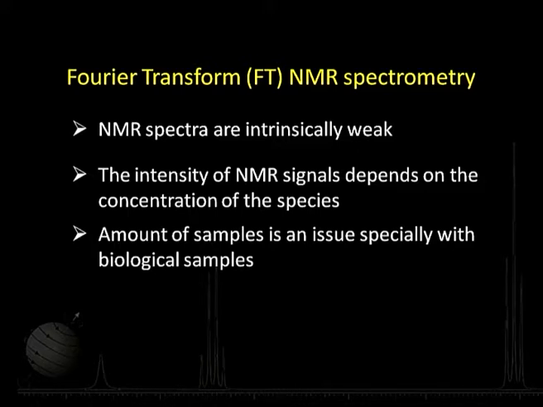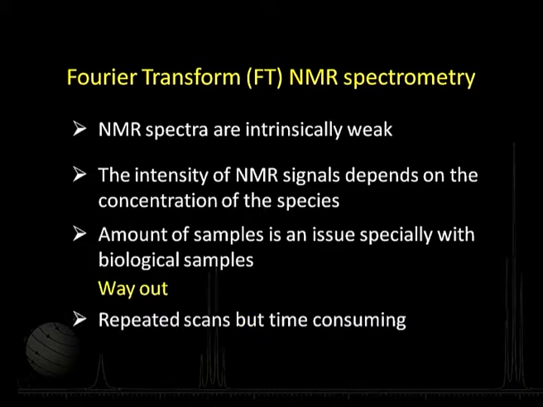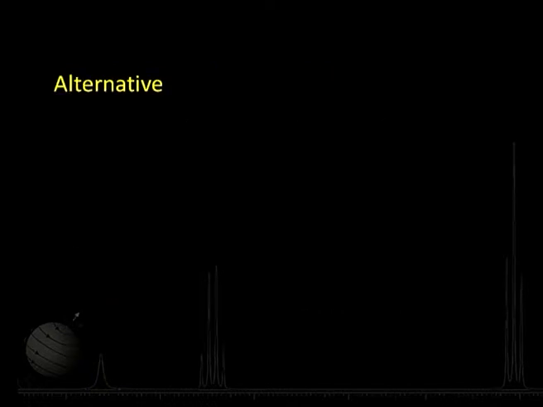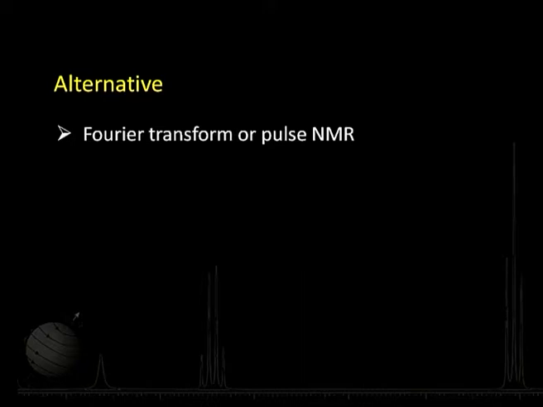So, in such cases the way out is that we can do repeated scans, but we know that it is time consuming. There is an alternative. The alternative is what is called FT-NMR or pulse NMR. Let us understand the principle of FT-NMR.